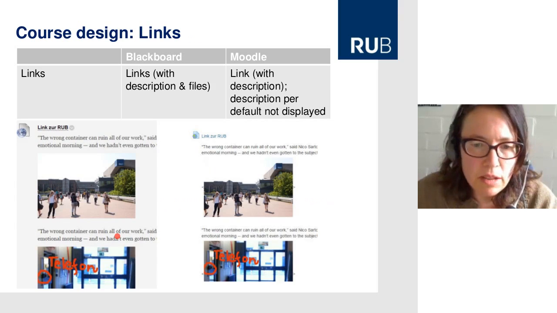And then you have the same with links. Also, links in Blackboard can have additional text, also with pictures, as shown here in the screenshot. In Moodle, you have a description with the link element, but it's not displayed per default. And if you display it, it can be very much. You probably should put it separately as a page element too. So that's also a little bit difficult.